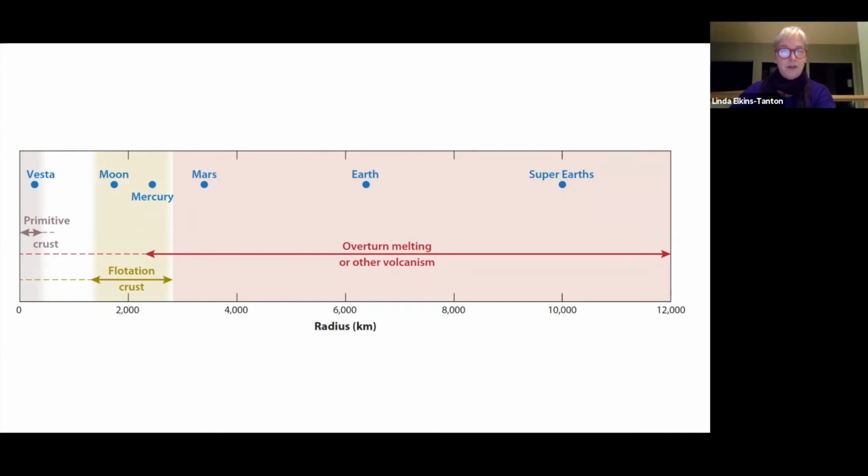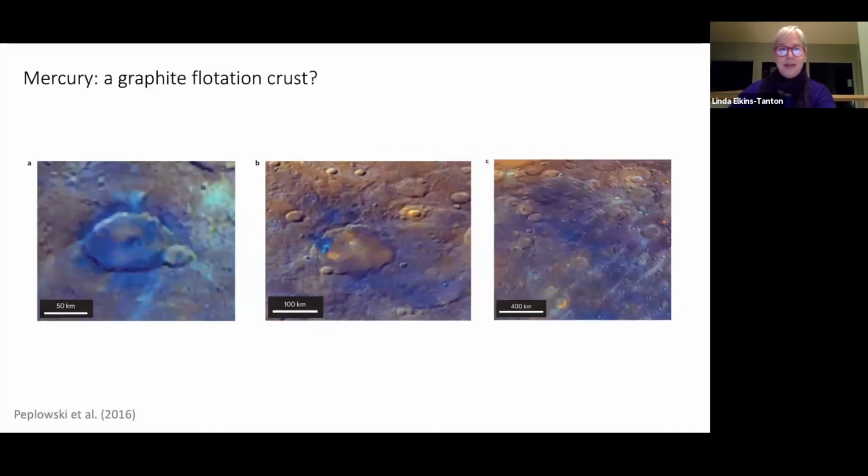Okay, on to the features of these crusts. Now, Mercury, this question of a graphite flotation crust, I just love this. Mercury's surface, it turns out, is markedly darker than predicted from its measured elemental composition. The darkening agent is generally found in large impact craters and in their ejecta. You can see it here colored blue in this image. It suggests that the material that's darkening is in a mid to lower crustal location that gets excavated during impacts.